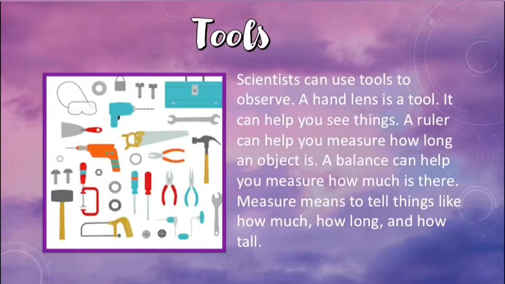Tools. What are tools? Tools can be used by the scientist to observe. A hand lens is a tool which can be used to see things, and then we have a ruler with which we can measure things. We have a balance. From a balance we can measure the weight of something. And the word measure, measure means to find out about how much it is, how long it is, how short it is, measuring anything about a certain object.